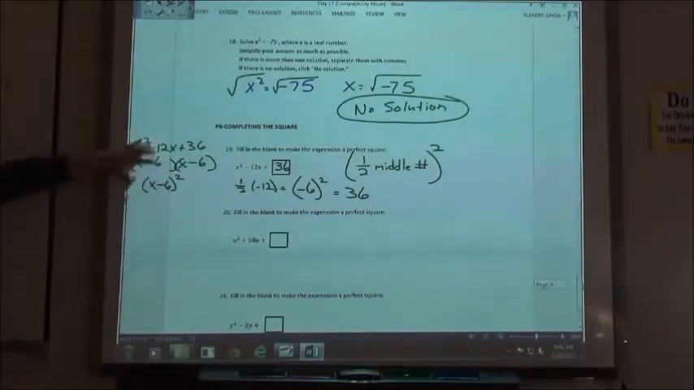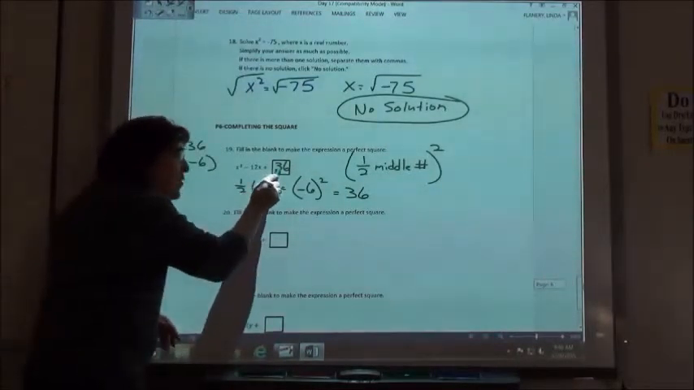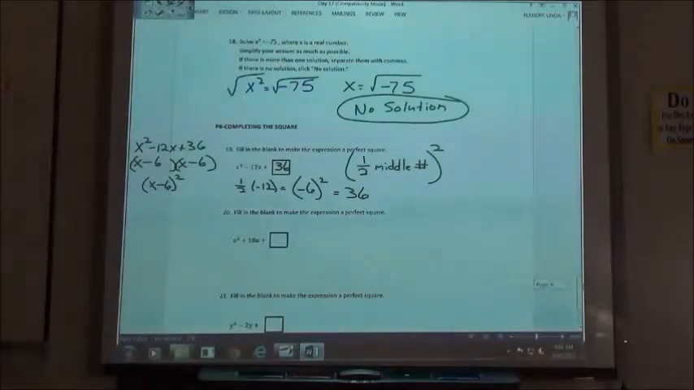Not that you have to do this part yet. When we do circles, you'll do that part. But right now, they just want to see if you can figure out what that end number should be.